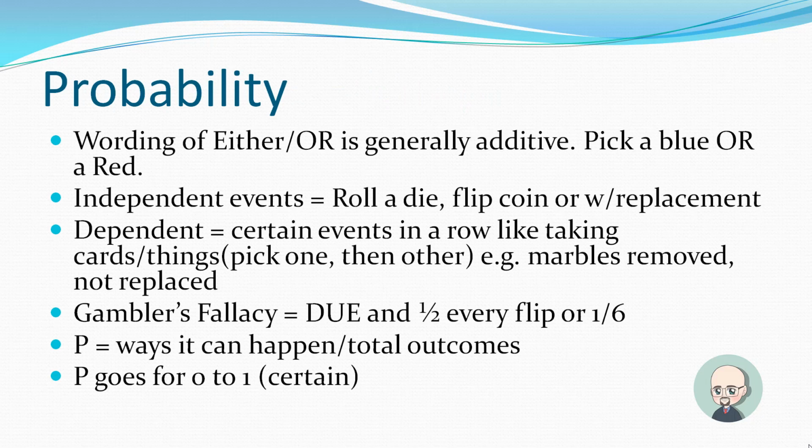So here's just some tips and tricks. Wording of the question using either or is usually additive. Like if they say pick blue or red, then you usually add the probabilities. Independent events are stuff like rolling a single die, flipping a coin, or something with replacement. Dependent probability is certain events in a row, like taking cards and things, or pick one, then the other, like marbles that are removed but not replaced. If they're replaced, it can still be independent, but if they're not replaced, it's dependent.